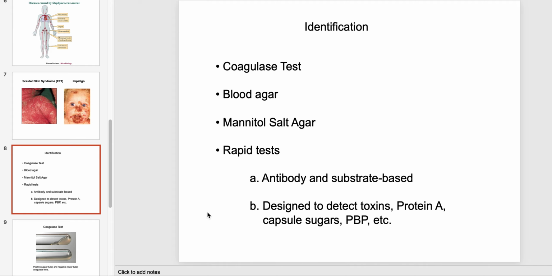As far as the lab is concerned, we identify the microbes through something called a coagulase test, or we can grow the microbes on blood agar, mannitol salt agar, and there's a variety of rapid tests as well. And I'll go through these guys.